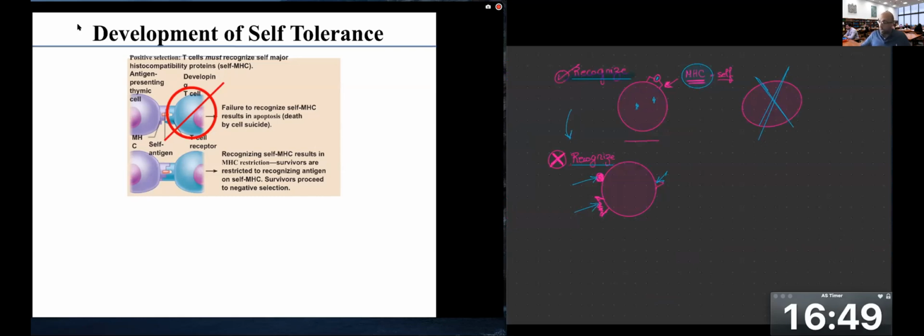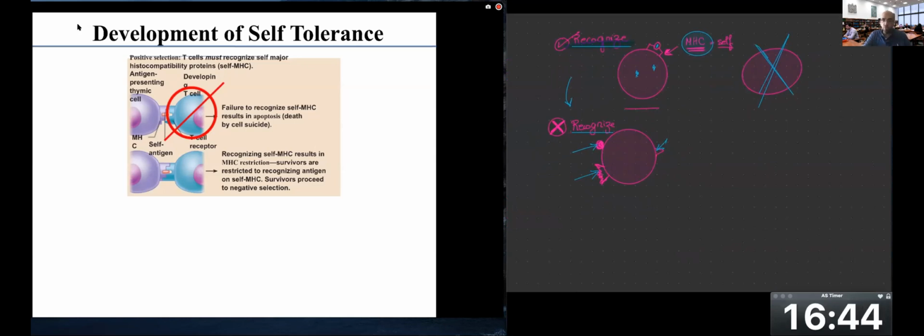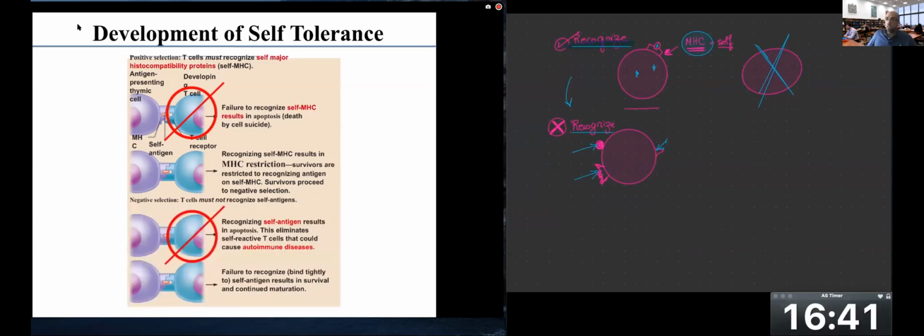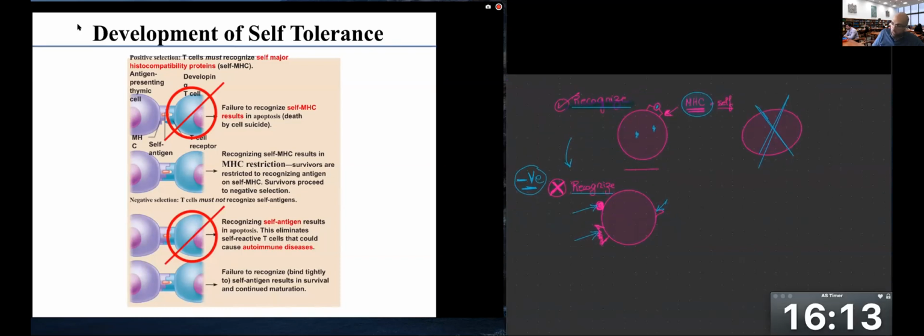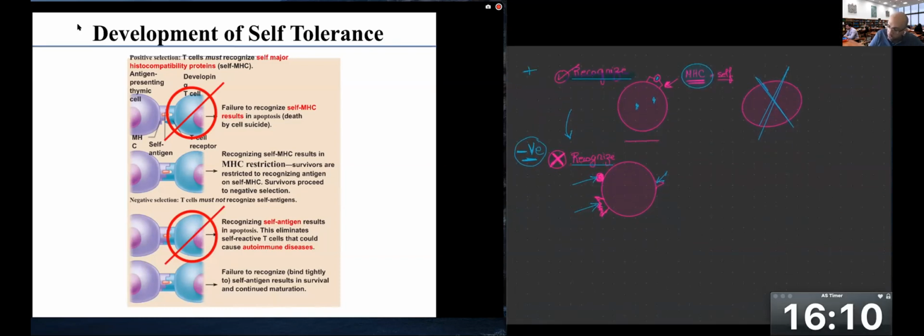How about the cells that were able to recognize the MHC? Now they are graduating for the next course, so they will be passing through another selection process, and this is going to require them to not recognize self antigens. That's why we call it negative. I want you to not do something. So it's a negative selection. I will select those who will not recognize. It's negative. Here, I'm selecting those who will recognize the MHC.